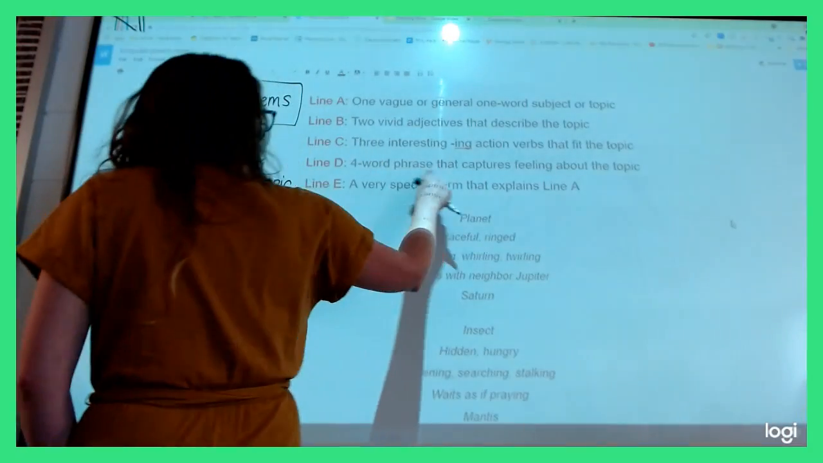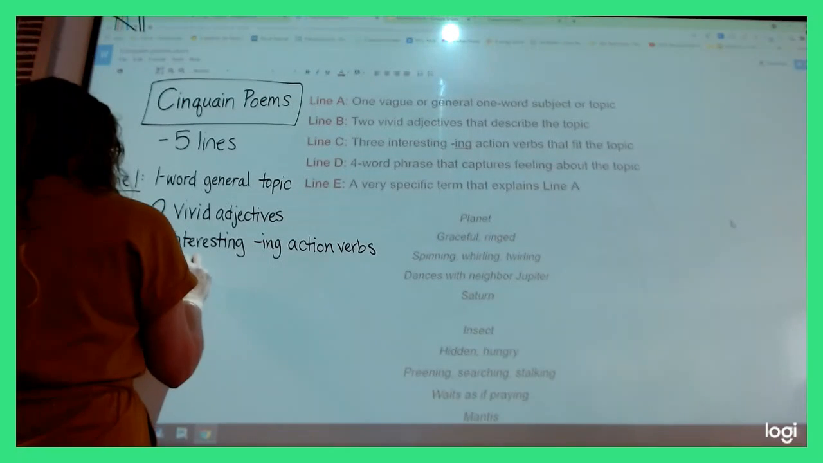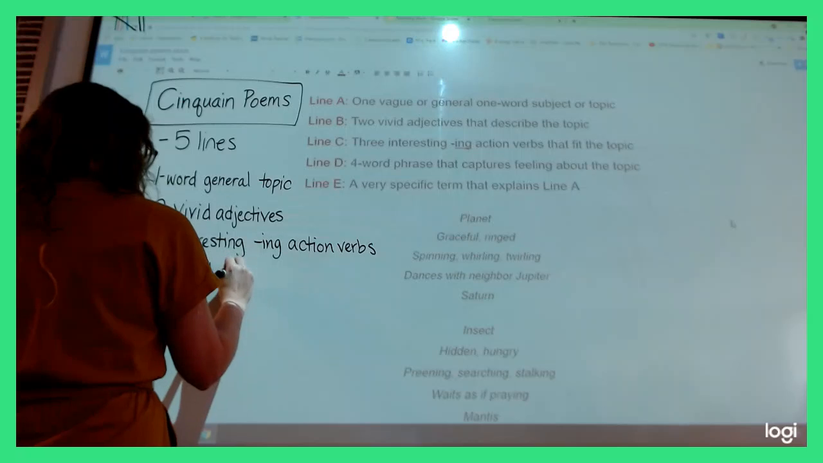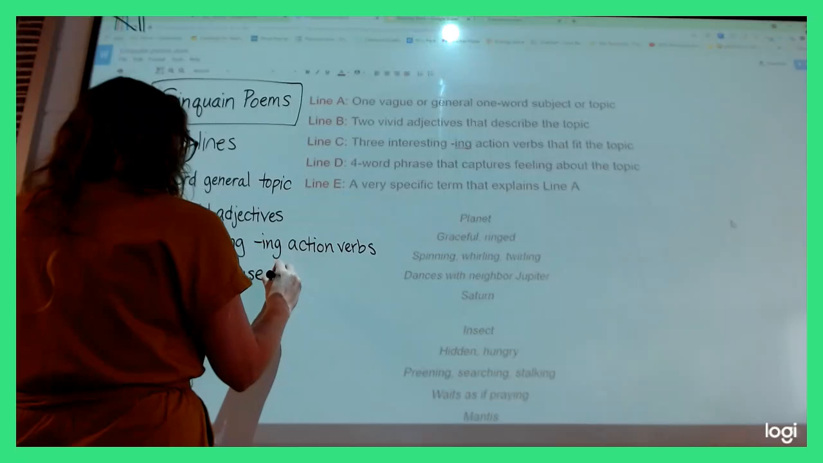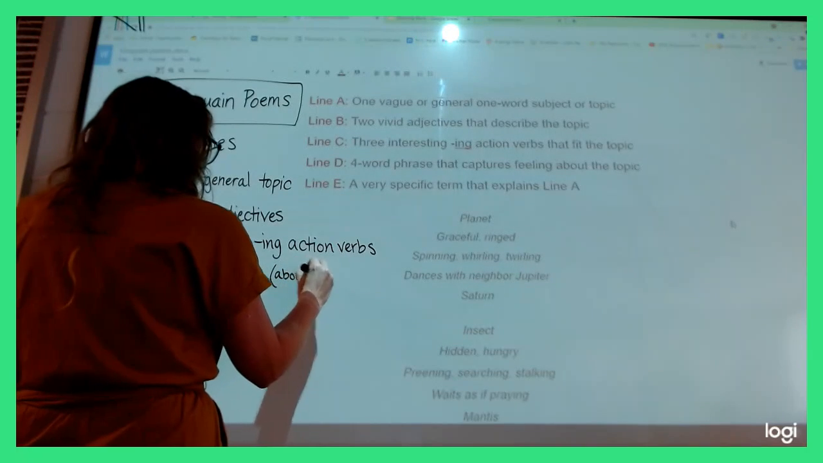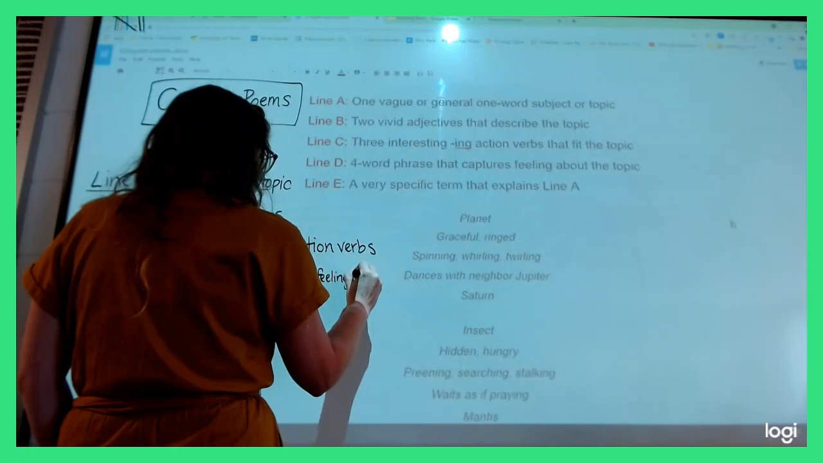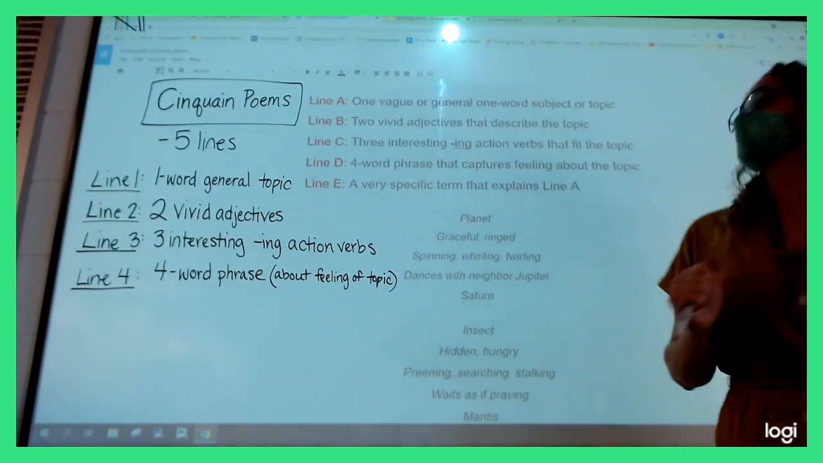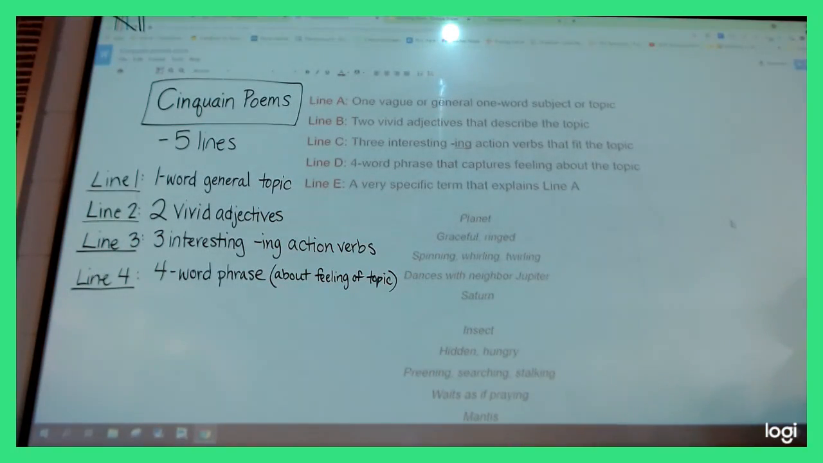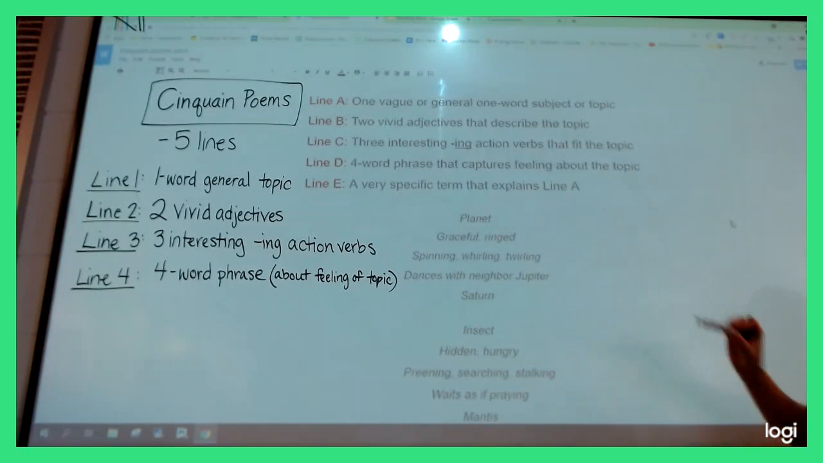So your 4-word phrase captures the feeling about the topic. So line 4, 4-word phrase. And instead of saying captures the feeling, I'm just going to say about the feeling of your topic. So that line you get the most freedom to write what you want, okay? But it does need to have something to do with your topic, just like every other line.